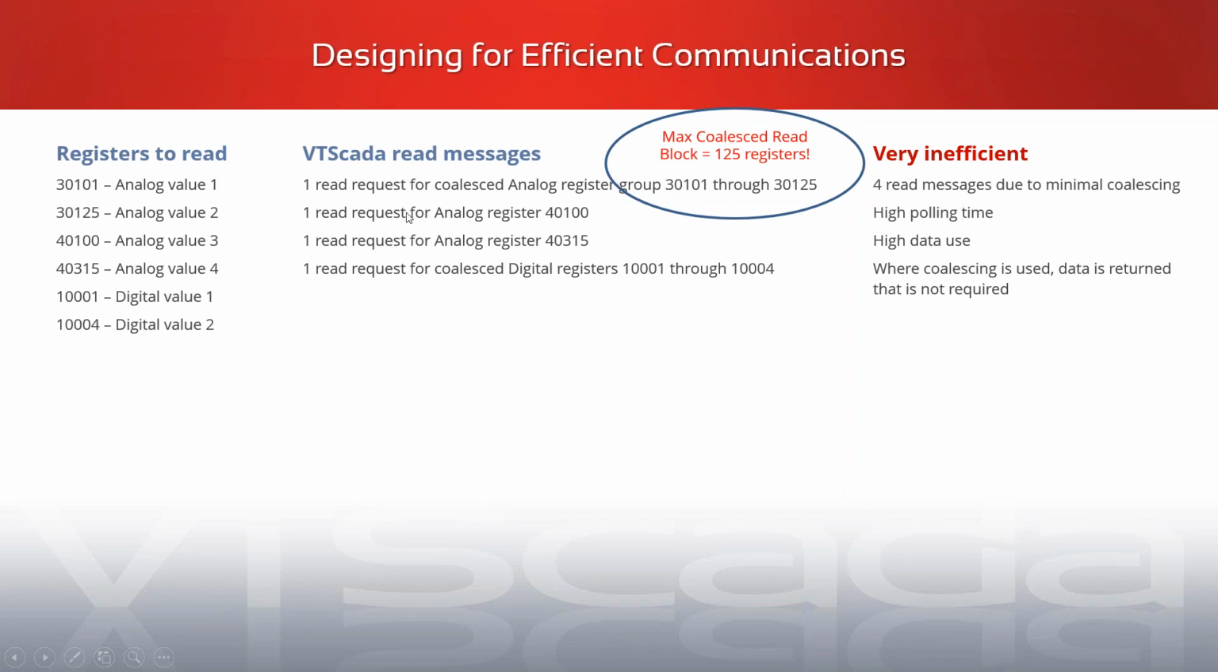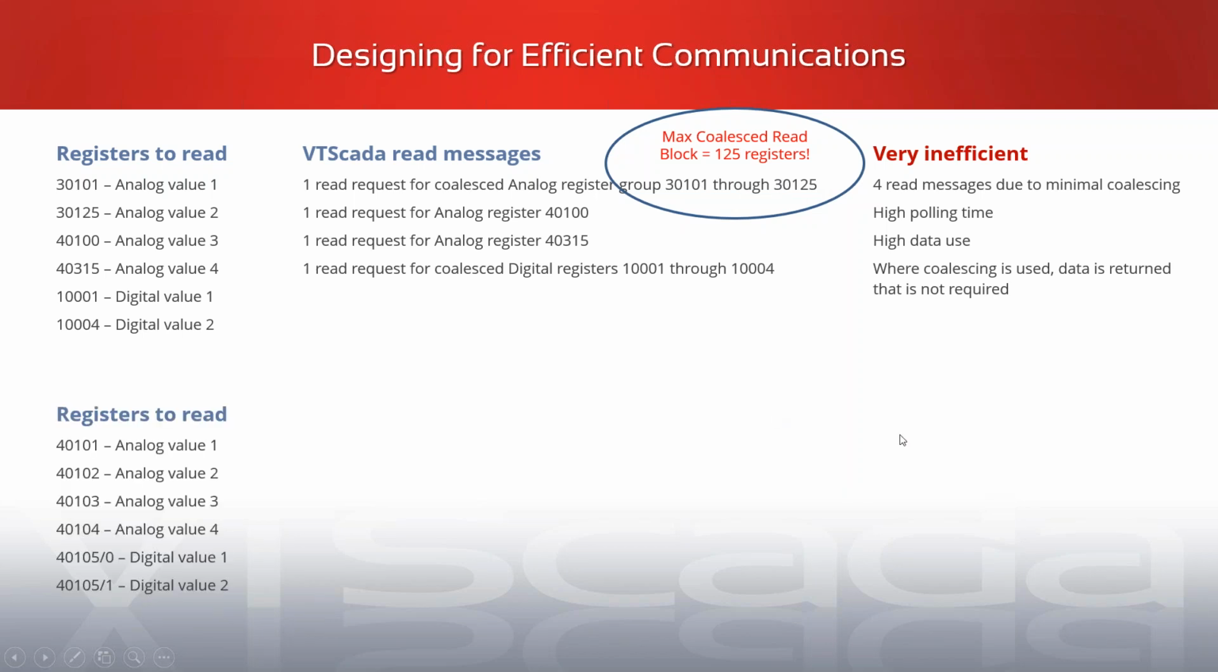We'll create another read request for analog register 40,100, this one. Well, it's not within 125 registers. This one is not. So we are going to create another read block, read request for 40,315. And then we got a final one to request the 10,000 group. Okay? We end up with a very inefficient 4 read messages requested. Got our high polling time. We've got high data usage, which can be bad on, say, a cellular connection. And we get a lot of data in between here and here that's returned that we essentially are just throwing away because we don't care about it.